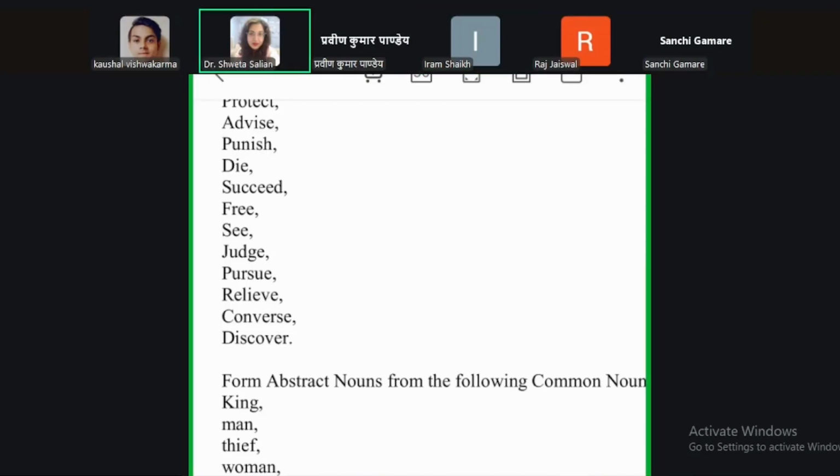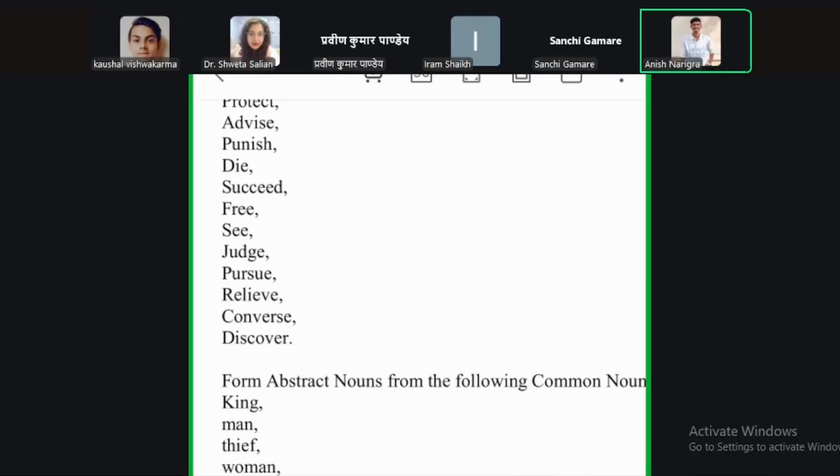Relieved becomes relieved, the past tense of the verb, R-E-L-I-E-D. If you add that, it becomes the past tense of the verb. Right? So it is relieved. Then converse. Conversation.